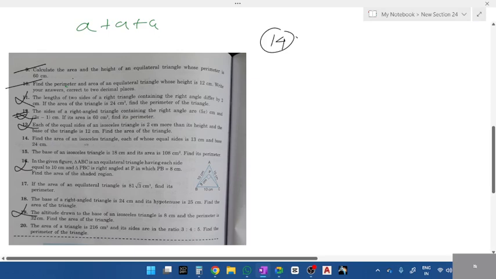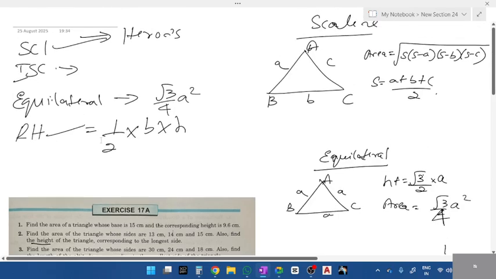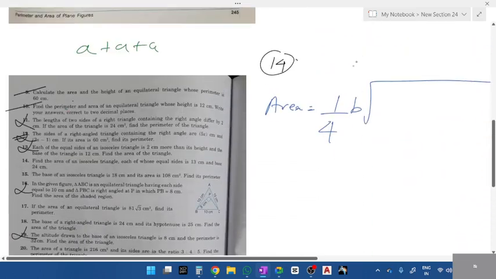14th question. Find area of. Okay, what is the area of isosceles triangle formula? 1 by 4 b. Tell me the formula. Okay, I think I've erased it. 1 by 4 b square root of 4a square minus b square. What is a and b here? a is equal, b is unequal. 14th question. Tell me which is equal side value. 30. And what is the base value? Unequal base value is?